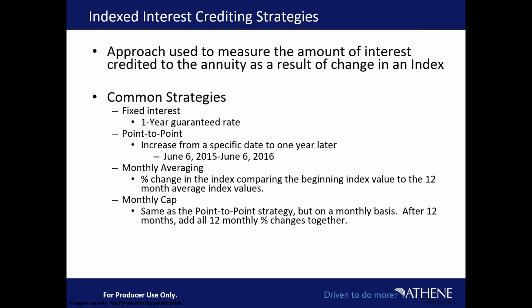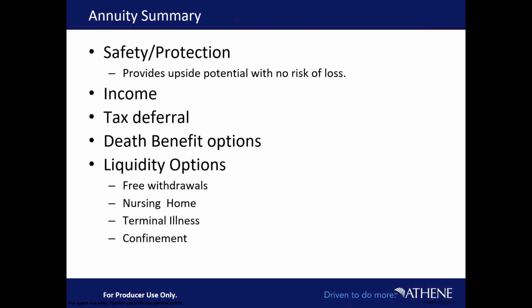Monthly averaging. We look at the change in the index comparing the beginning of the index value to the 12 monthly average index values. Monthly cap, same as the point to point, but on a monthly basis. After 12 months, we add up all 12 monthly percentages and divide them by 12, and that gives us the monthly cap average, okay?